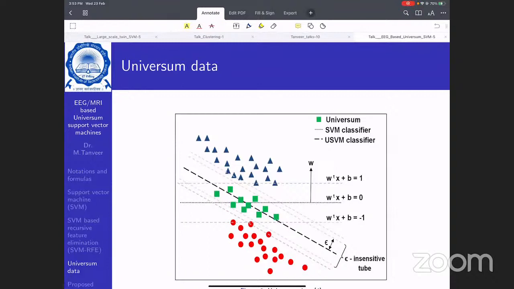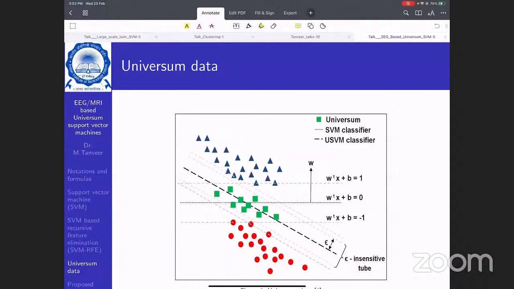So I hope that you understand all this theory. Let us move ahead to discuss a few applications in the next 10 minutes. Whatever I'm discussing now is based on the universum data. So what is universum data?